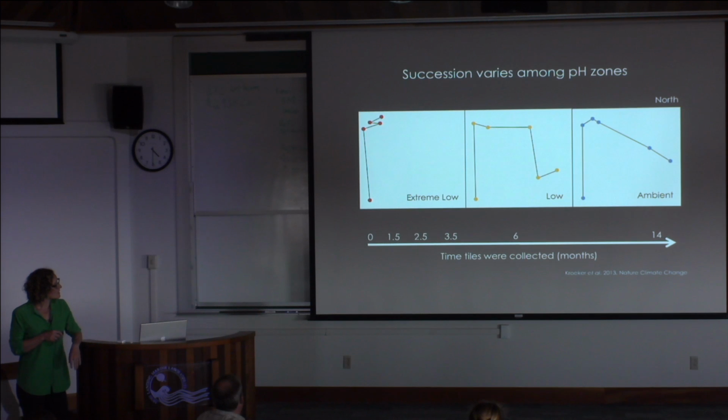This is different than what we see in the low and the ambient pH zones. So here, we see the same initial colonization, and in fact, it's very similar to what we see in those extreme low pH zones throughout all of succession, but then there's continued development. So then you see the community continue to change through time. And in fact, in the ambient and low pH zones, they're very similar until about 6 months when they start to diverge and look different.